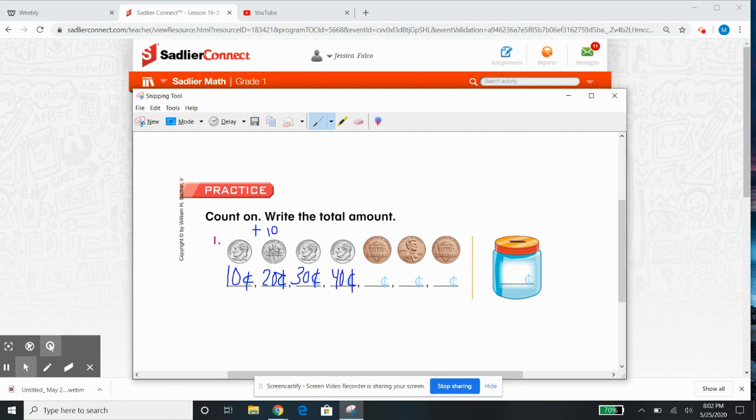If I'm at 40 and I'm just adding one more cent, I have 41. Good. Now go to the next penny, 42. And then the last one is going to be 43. Take your time with this. Recognize what coin is being drawn on this paper and make sure you're counting by the correct amount. So in total, you have 43 cents.